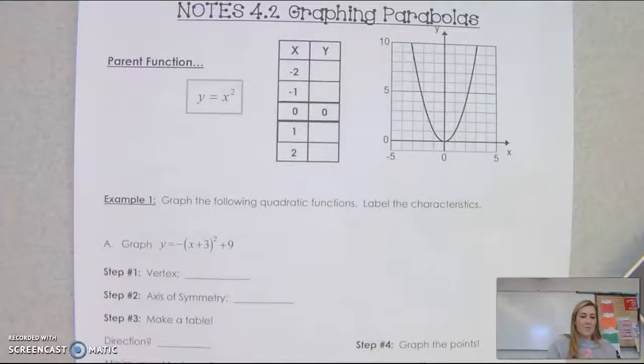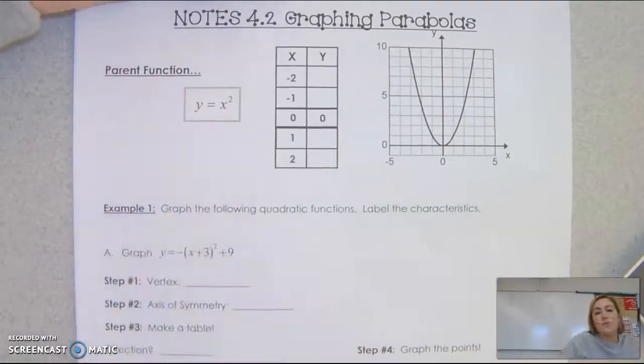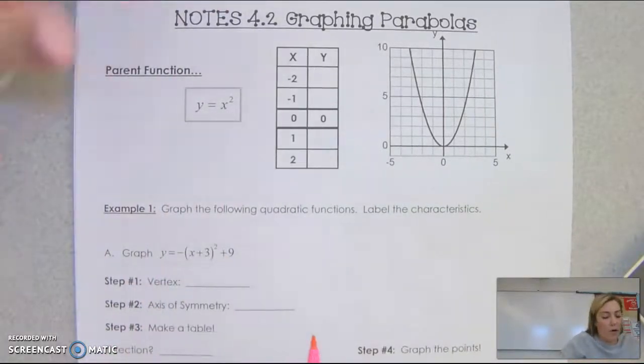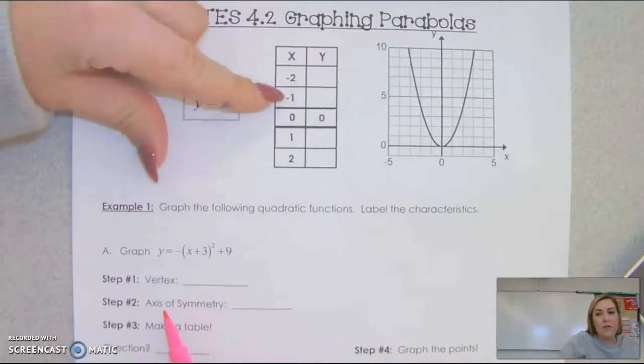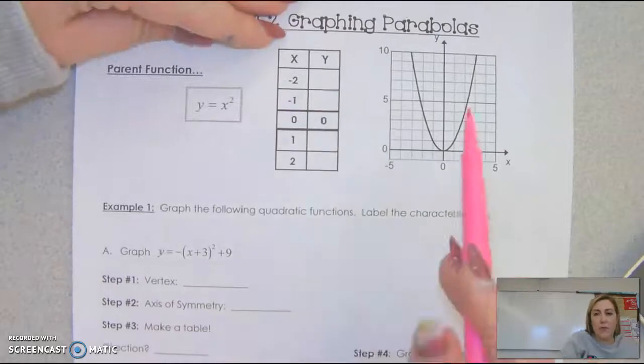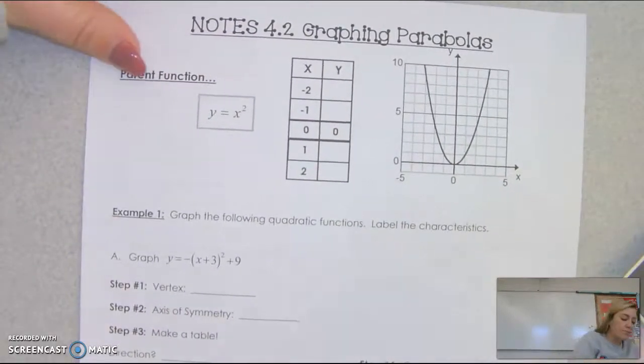Hi guys, so today we're doing 4.2, graphing parabolas. If you look, we have our parent function right here. That's y equals x squared. That's how all parabola functions are going to start. Then we have a table right here that we're going to be filling out, and we have a picture of a parabola. Remember that a parabola is the U shape.